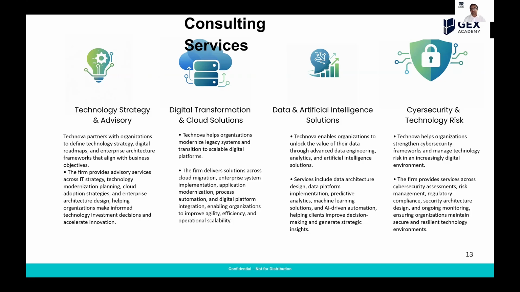So over the last years, especially with AI, data analytics and artificial intelligence have become a major priority for organizations across industries. Companies collect enormous amounts of data, but many struggle to transform that information into actionable insights that improve decision making and business performance, right?